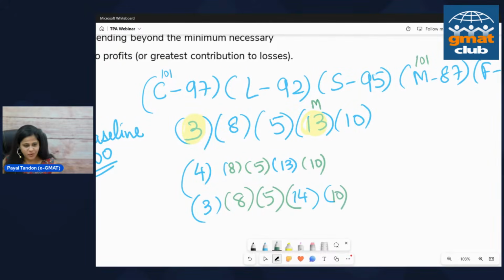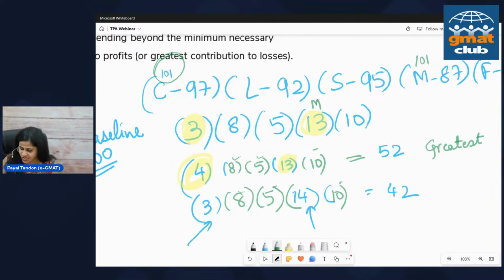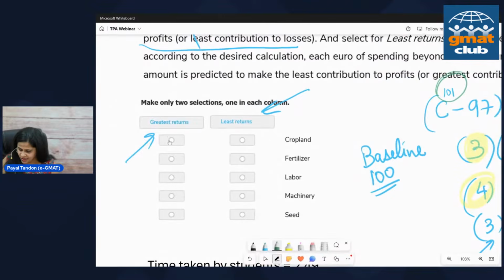Now I'm going to see what the impact on the product is. Here, all of these are the same, right? So the product is not going to change because of these, but the product is going to change because of this number and this number. This is 52 over here. This is 3 times 14, that is 42. So when you change cropland to 101, that's when you get greatest profit. When you change machinery to 101, that's where you get least profit. Which means that the correct answer over here is greatest returns is cropland, machinery is least returns.